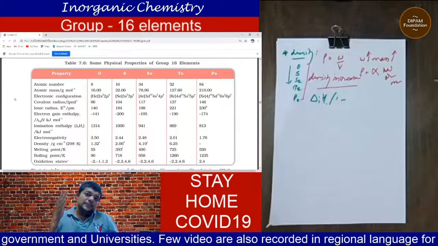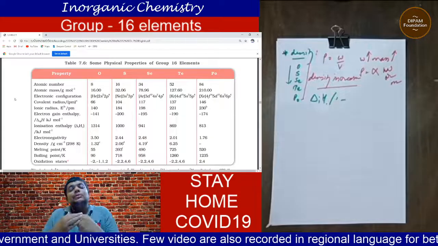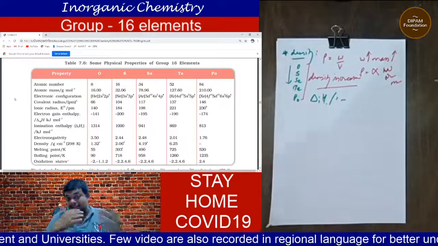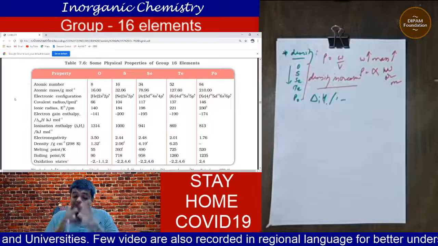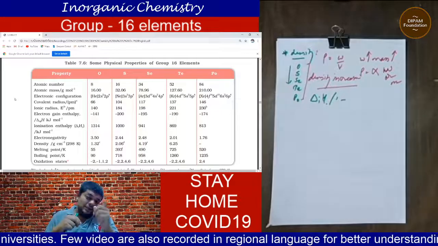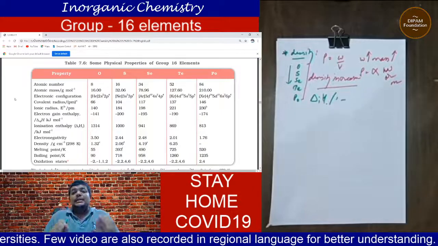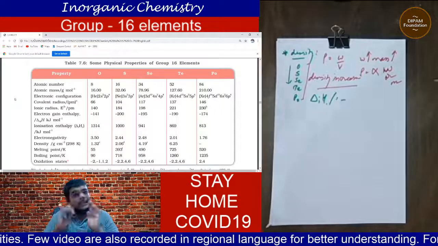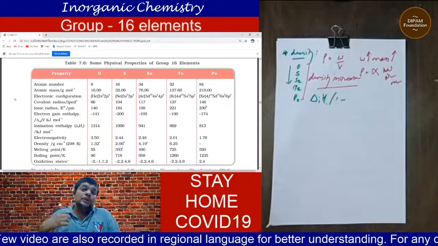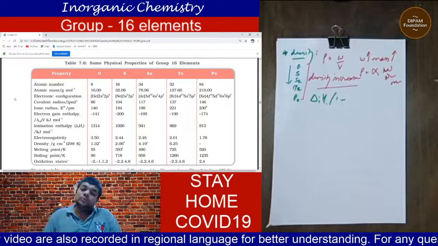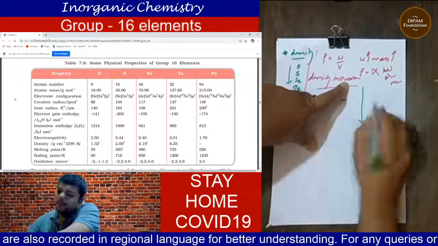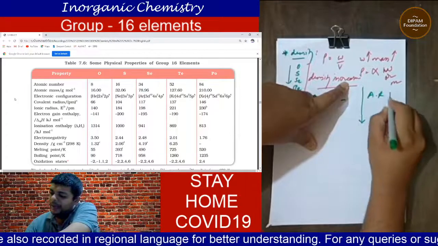Going down the group, that is from oxygen to sulfur to selenium to tellurium to polonium, we can see that the atomic radii increases, resulting in which the attraction between the nuclei and the electron in the outermost orbit decreases. So if the attraction is less, it becomes very easy for us to remove an electron from the outermost orbit or shell, and hence going down the group, we know that atomic radii increases.